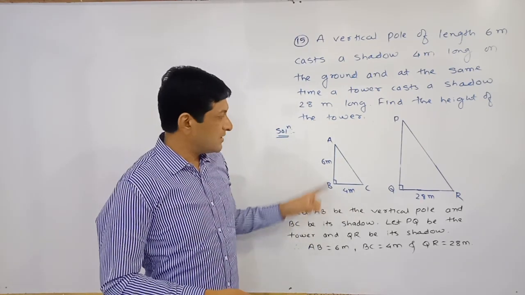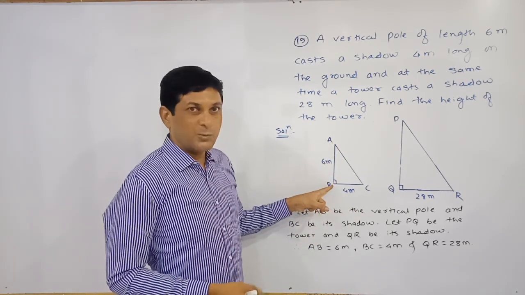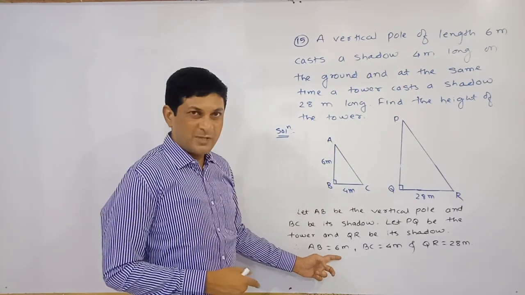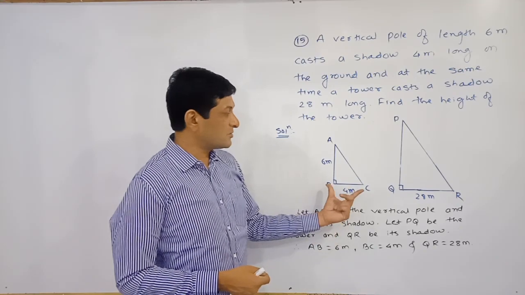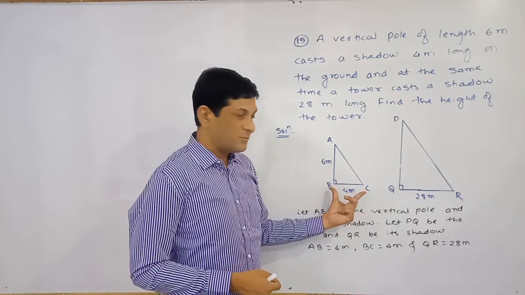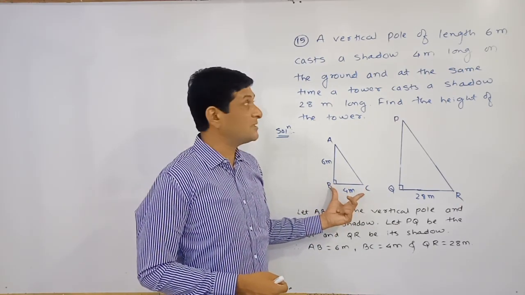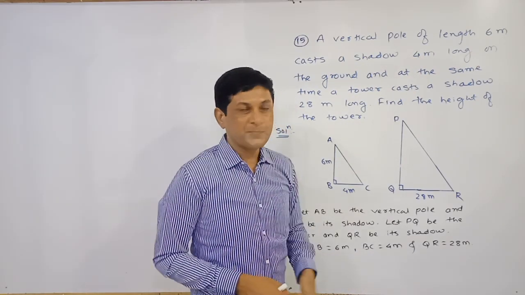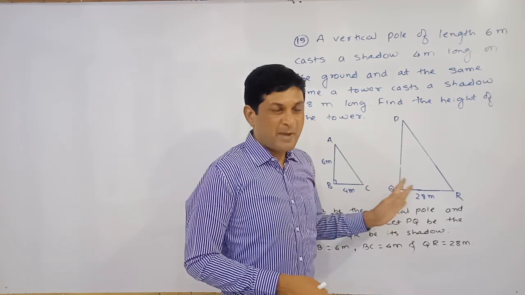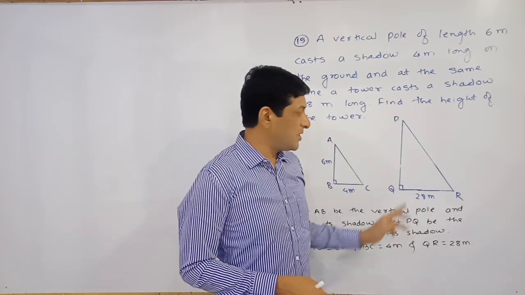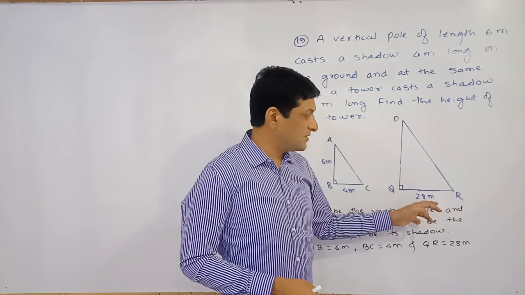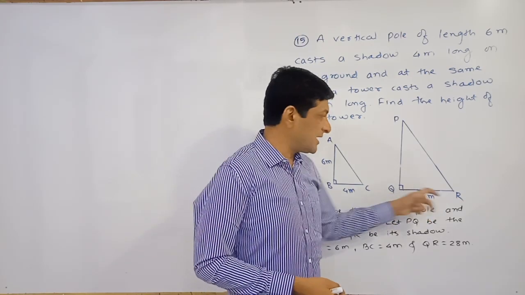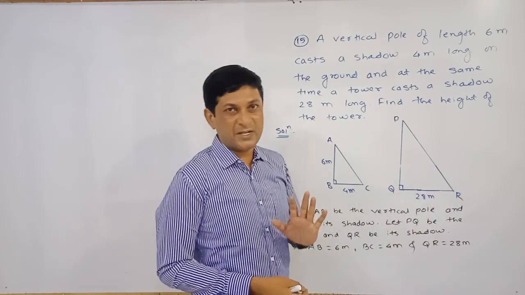Now here AB is nothing but the pole and its length is equal to 6 meter, given to us. So here AB will be equal to 6 meter and the shadow cast by this pole we have denoted by BC, and its length is already given to us, 4 meter. So BC will be equal to 4 meter. Now the tower we have denoted by PQ and its shadow by QR, and its length is 28 meter. So here we can say that QR will be equal to 28 meter.